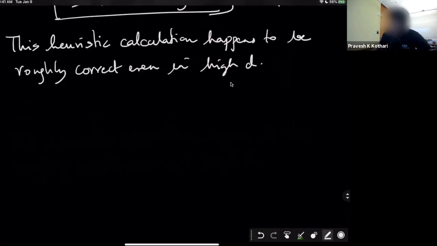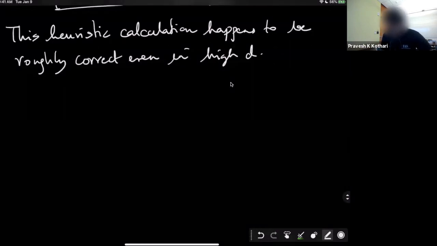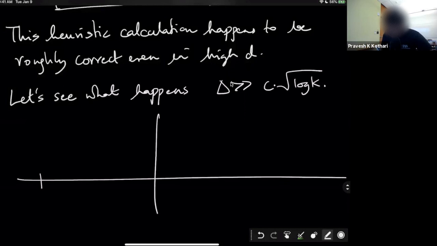But even before going there, let's see what happens first when capital delta is much bigger than some C root log k. In that case, we are still in 1D, right? So we have mu1, mu2, mu3, and so on. And the pairwise distance between any pair is at least delta, right?